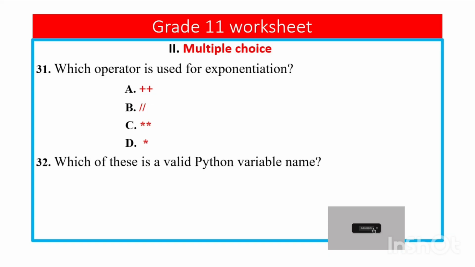32. Which of these is a valid Python variable name? A. 2name, B. my-name, C. my_name, D. my name.